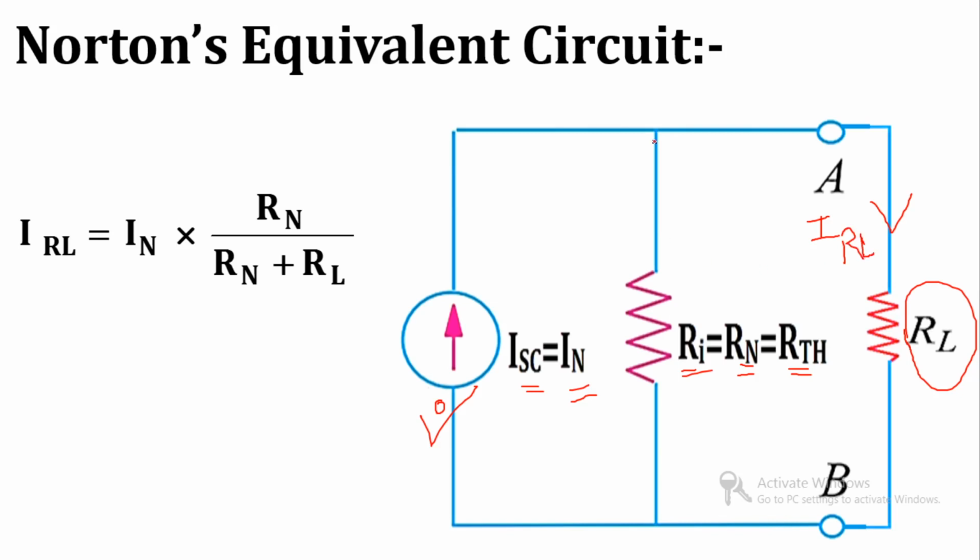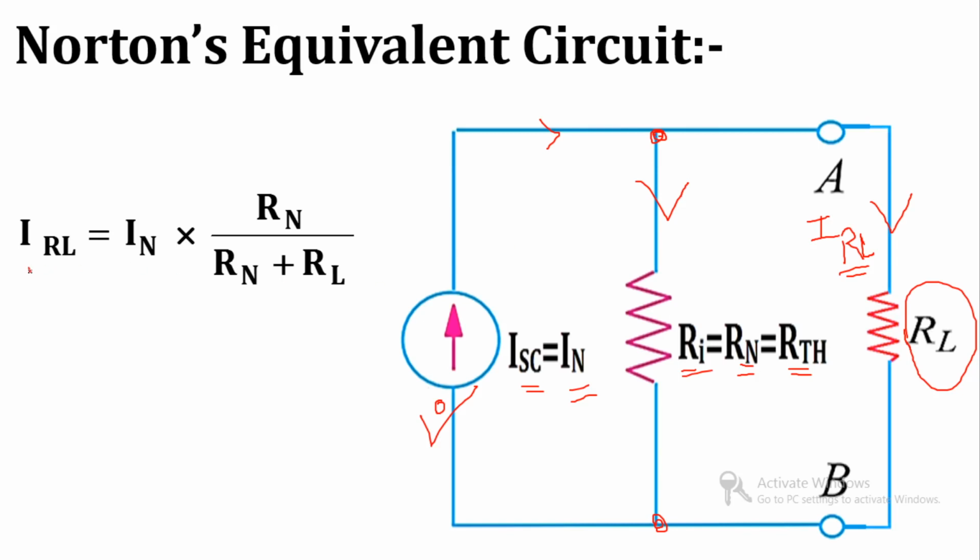So, we simply use the current divider rule. Clear? The total current will be divided into two parts. The first part goes through the Norton's resistance, and the second goes through the load resistance. So, we have to find this current.